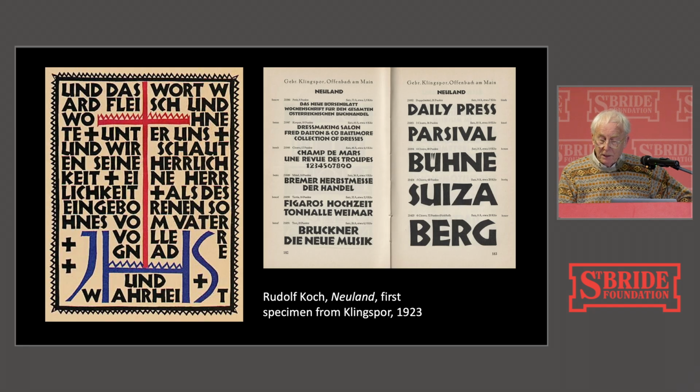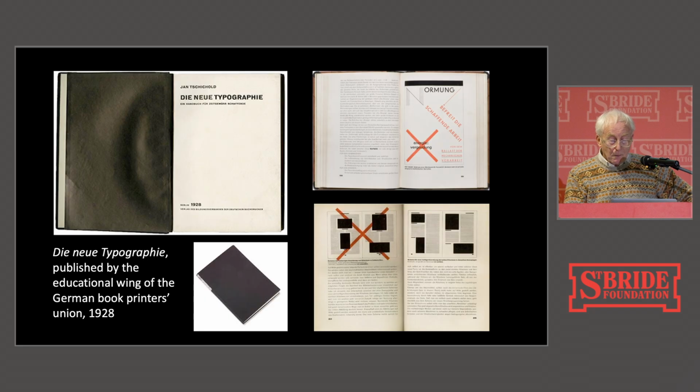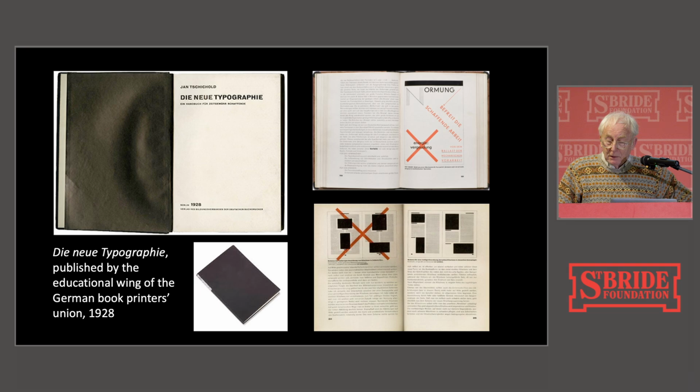Now, if the expressionist and black letter typographers still had a high profile in the mid-1920s, a few key publications indicate how the new typography made headway. First among these was Tschichold's Die Neue Typographie in 1928, published again by the Union of Book Printers. This, of course, was described at the time as a handbook, a manual, not a theoretical text, but it's riddled with political statements demonstrating Tschichold's alignment with the German Communist Party.